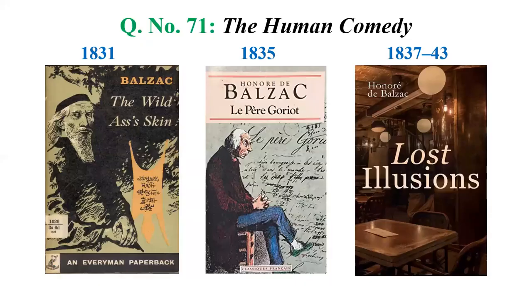Then the next work is by the French classic writer Honoré de Balzac. Balzac is known for this collection of works called the Human Comedy. The title is based on Dante's Divine Comedy. And there are a lot of works, around 100 works in this collection. So we have a few works here.